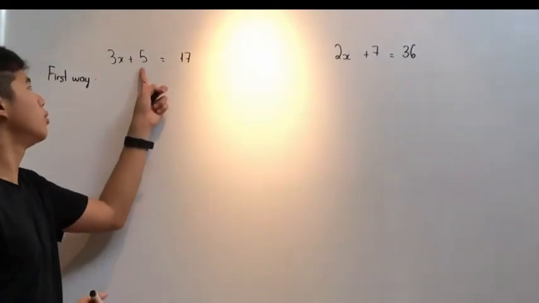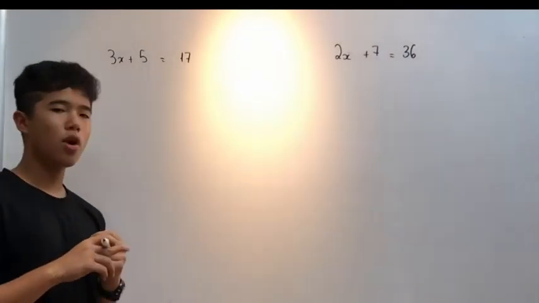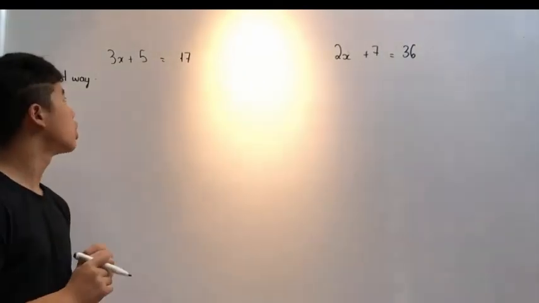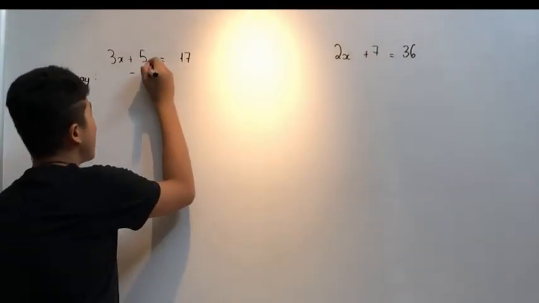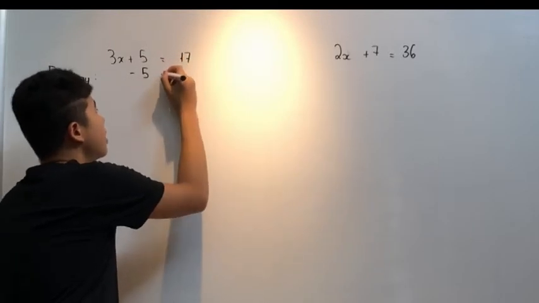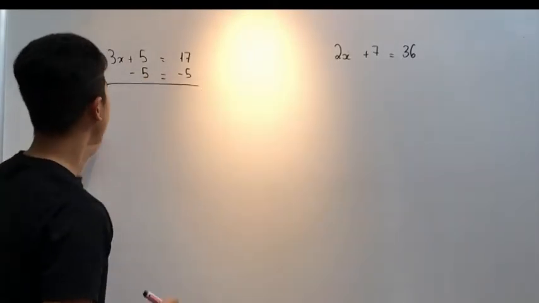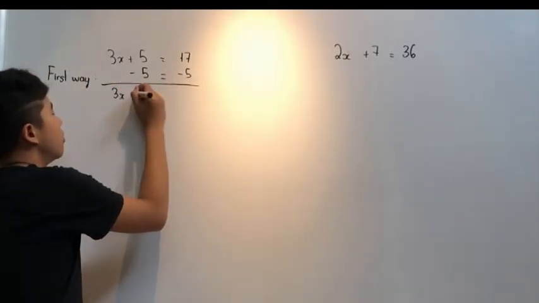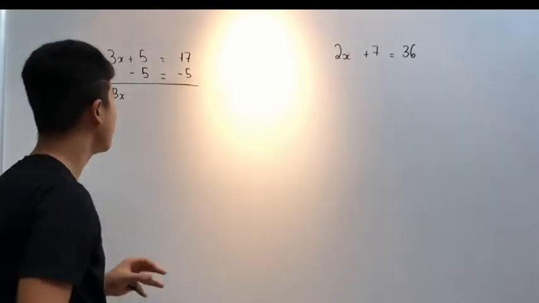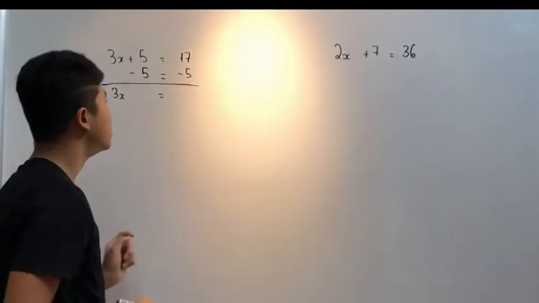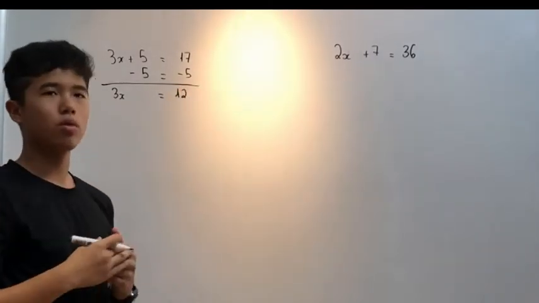In this case, I want to get rid of the 5, because then we will have 3x left. So we want to get rid of 5 because it stands alone. To get rid of 5, just minus 5, and then you must do the same to the other side. The answer you get is 3x. 5 minus 5 is 0, so we do not necessarily need to write 0. And then equal sign. 17 minus 5 is 12. So 3x is equal to 12.